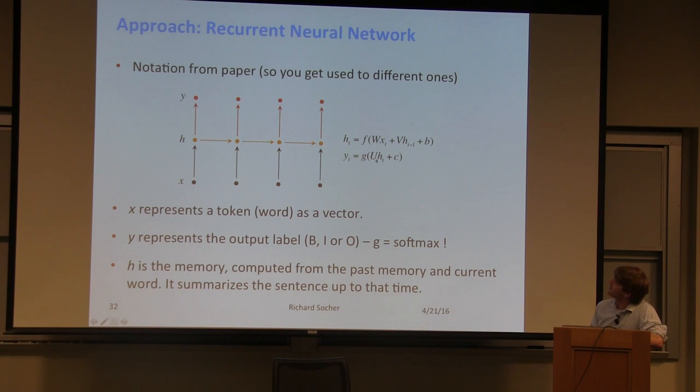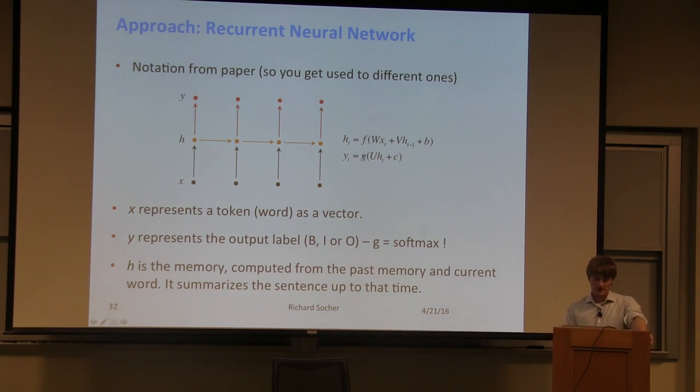But here, basically, we have again x, our word vectors, so that's exactly the same. Now W here is not hidden to hidden, but it's just observed input to hidden, because x is our word vector. y is now our output label, similar again to softmax, but instead of calling it the softmax function, he calls it g. And now h is again our memory, computed from the past memory and the current word. So this is exactly the same recurrent neural network that we saw in the first couple of slides of this lecture, just slightly different notation.